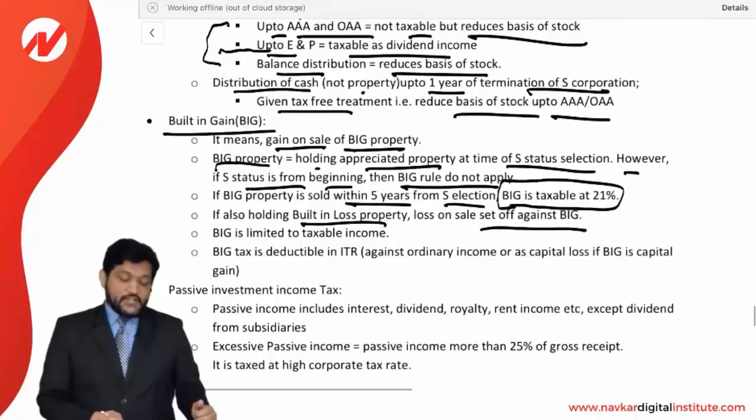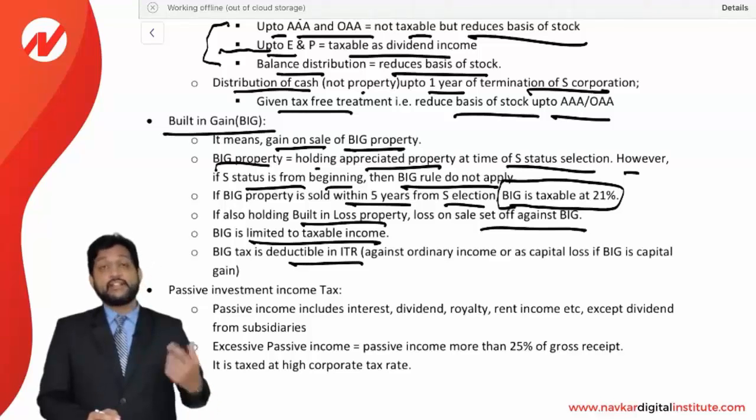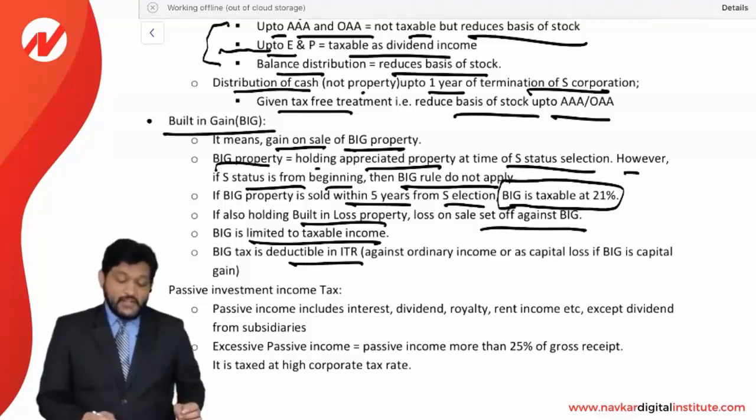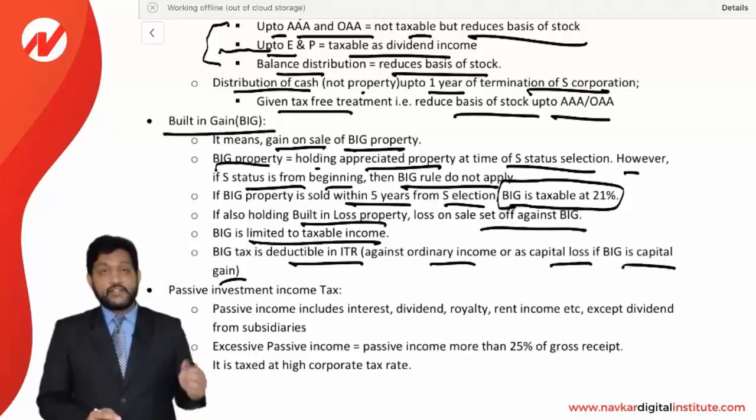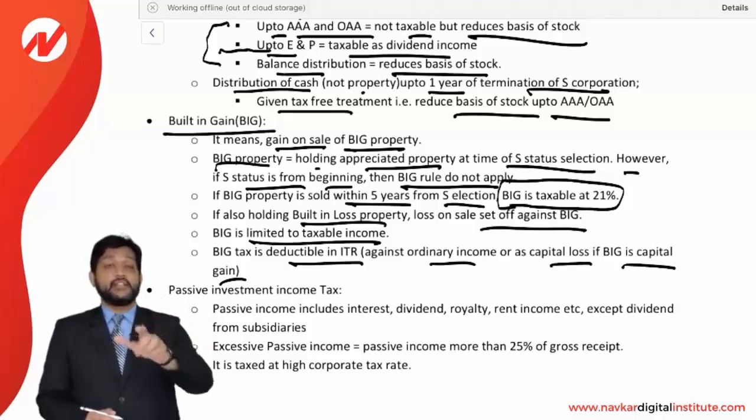BIG is limited to taxable income, so it cannot be more than that. BIG tax is deductible in the ITR. Whatever tax you are paying will be deductible in your income tax return against the ordinary income, or as a capital loss if BIG is a capital gain. So whatever it may be, if it is an ordinary gain, then it is deductible against ordinary income, and if it is a capital gain, then it will be deductible against capital loss.